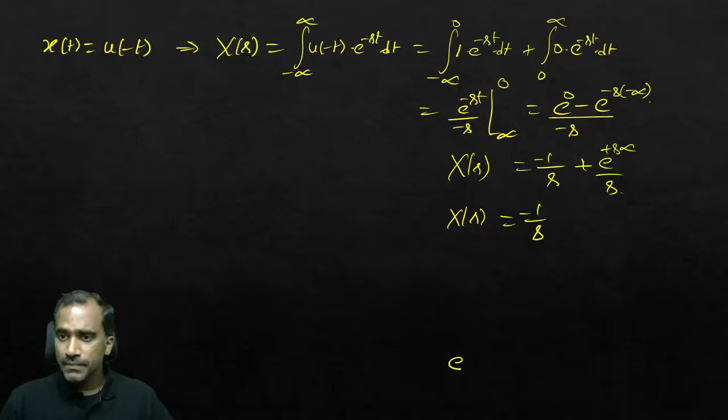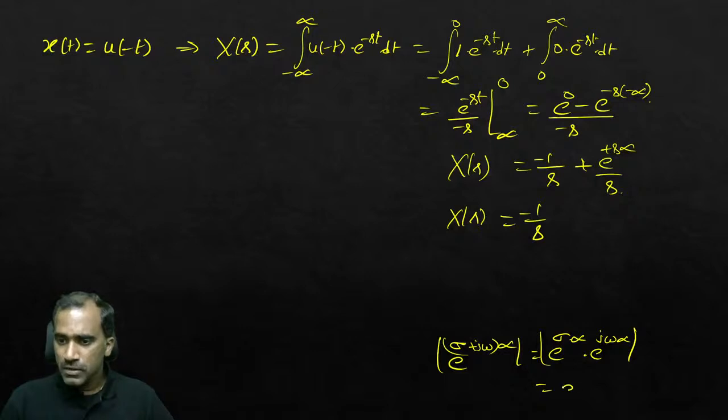What is this value? Let's evaluate it. E power plus s into infinity. In place of s, I'm writing sigma plus j omega into infinity. So in this, the magnitude is decided by only the real part of s: e power sigma into infinity into e power j omega into infinity. The magnitude of this part is 1 because the j factor is there. So magnitude is decided only by sigma.